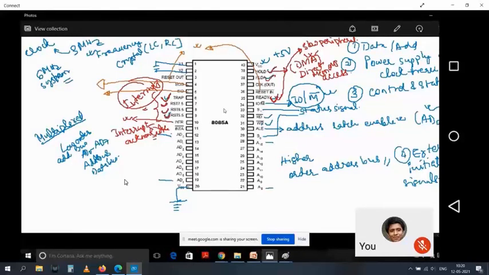We also saw these interrupt signals: TRAP, RST 7.5, 6.5, 5.5. They are interrupt signals. We also had a hold signal, which was used for DMA.